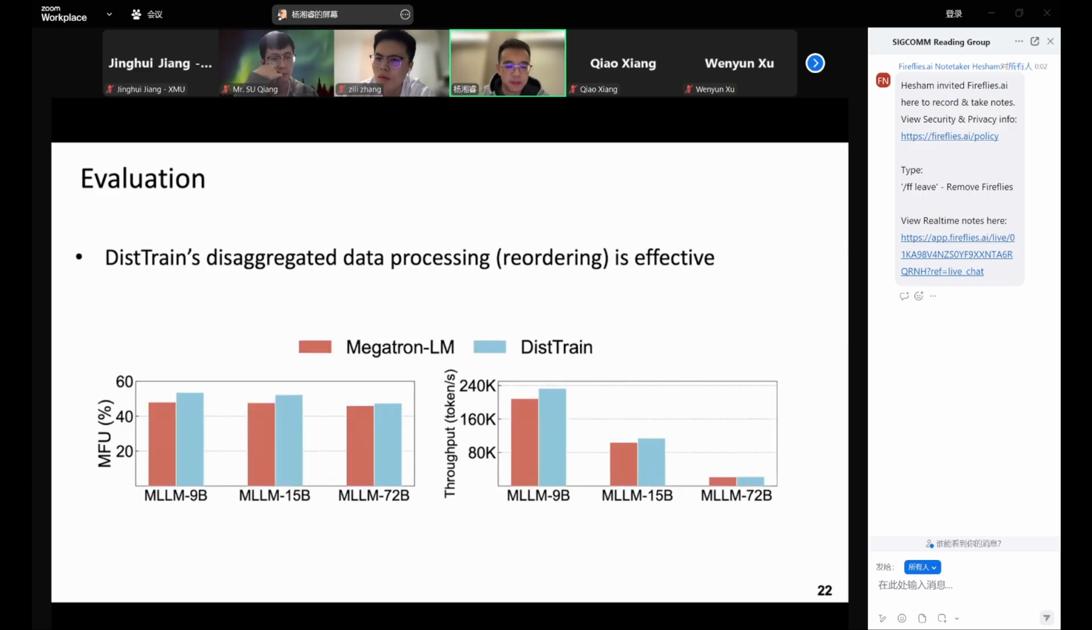To evaluate the effectiveness of disaggregated data processing, it used Megatron with a random real-order data loader as the baseline. The results show that DistTrain achieved a 3% to 11% performance gain.